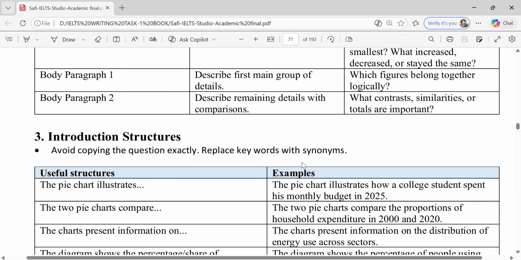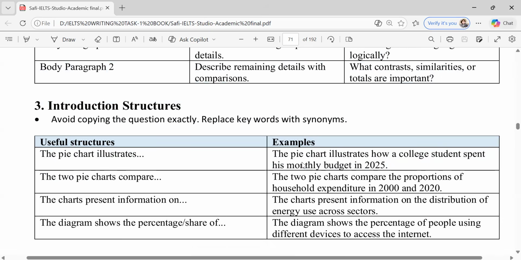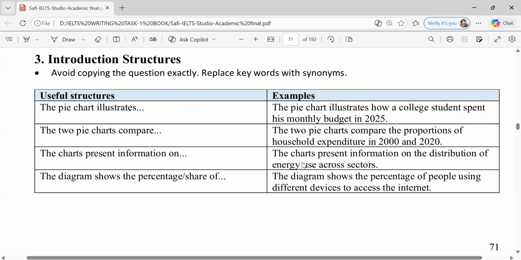For the introduction, this is the key language you can use. Later on, we will take some sample model answers as well. First of all, avoid copying the question exactly. Replace keywords with synonyms. Suppose this is the pie chart. If there's only one chart, then you can say illustrates. But if there are two pie charts, then we don't use the S or ES with the verb. Then we can say compare the proportions of household expenditure in 2000 and 2020. We can say the charts, but it's better to name the charts.